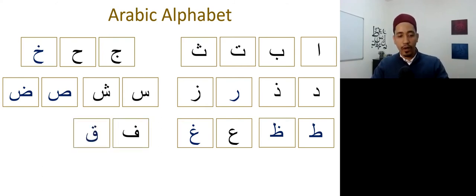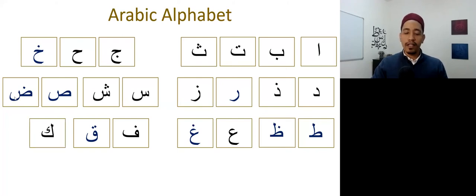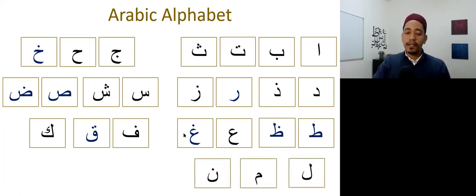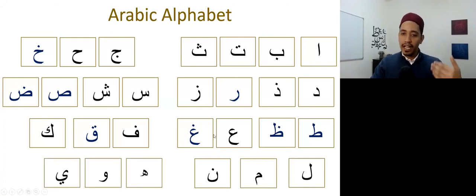And the Qaf, sorry, the Qaf is the last of the full letters. Fa, Qaf. Qaf, we said, from the soft palate. Qa, Qa, Qaf. And then Kaf. Kaf is as simple as the K from the hard palate. Ka, Kaf. And then the Lam, Mim, Noon. And then the Ha, Waw, Ya.